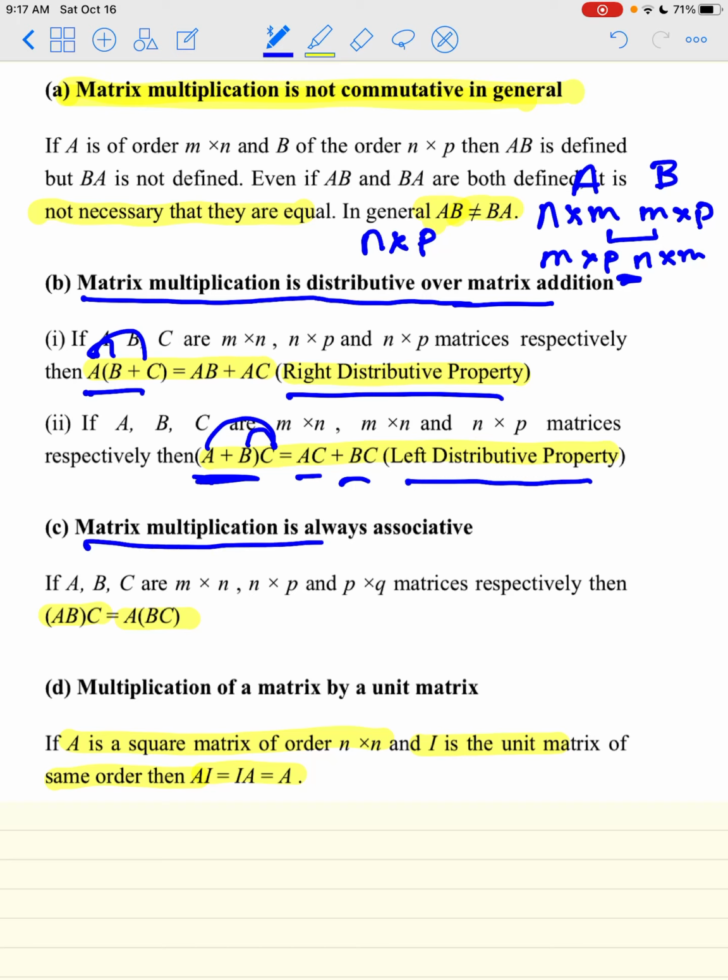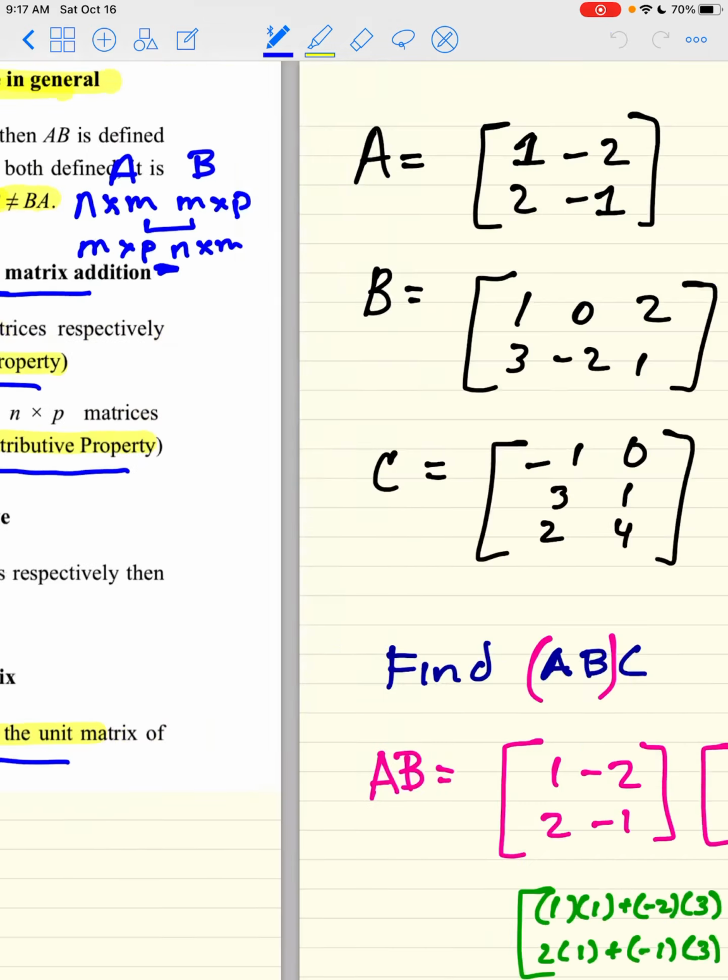Okay, matrix multiplication is always associative, which means it doesn't matter which you multiply first. A times B times C is A times B times C. Here, A is a square matrix of order n by n. Square matrix just basically means that the number of rows and the number of columns are exactly the same. And I is the unit matrix of the same order. Then A times I equals I times A, which equals A. So this is a case where the commutative property does work.